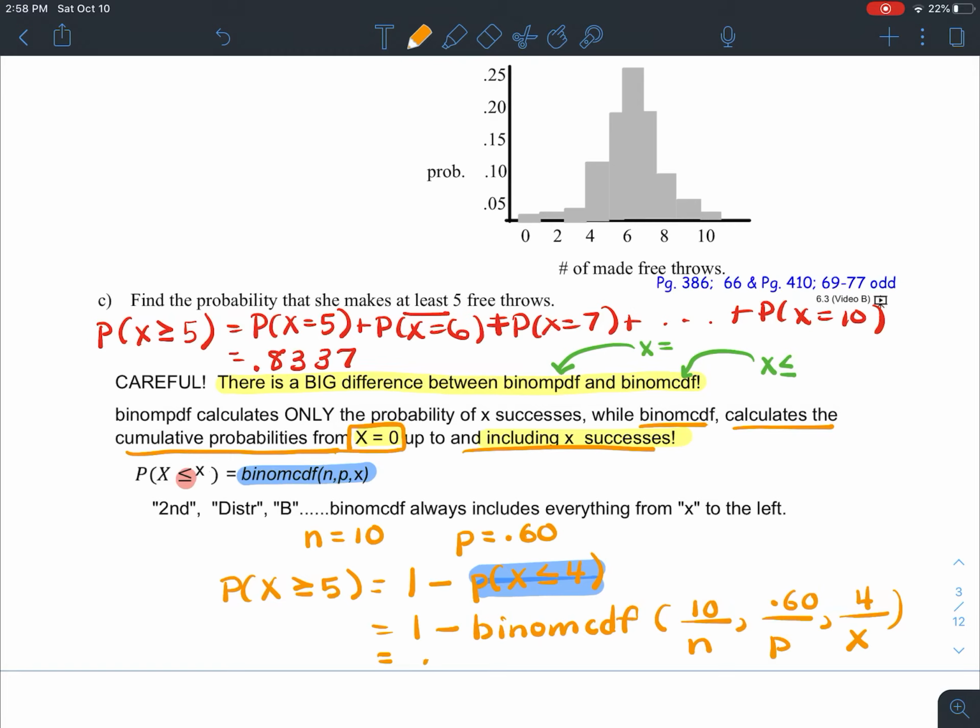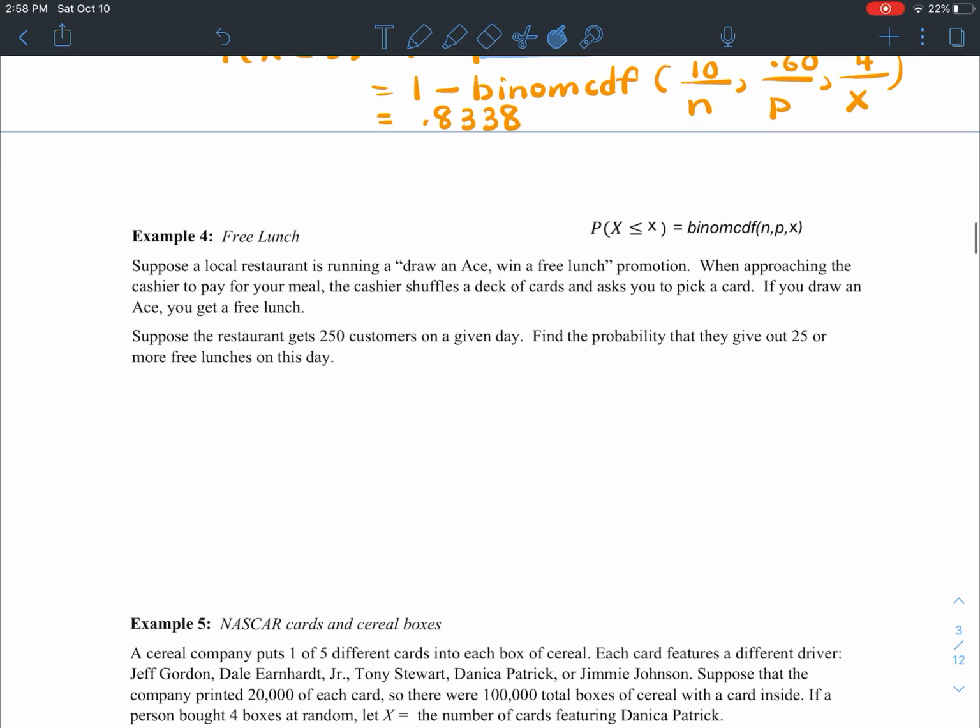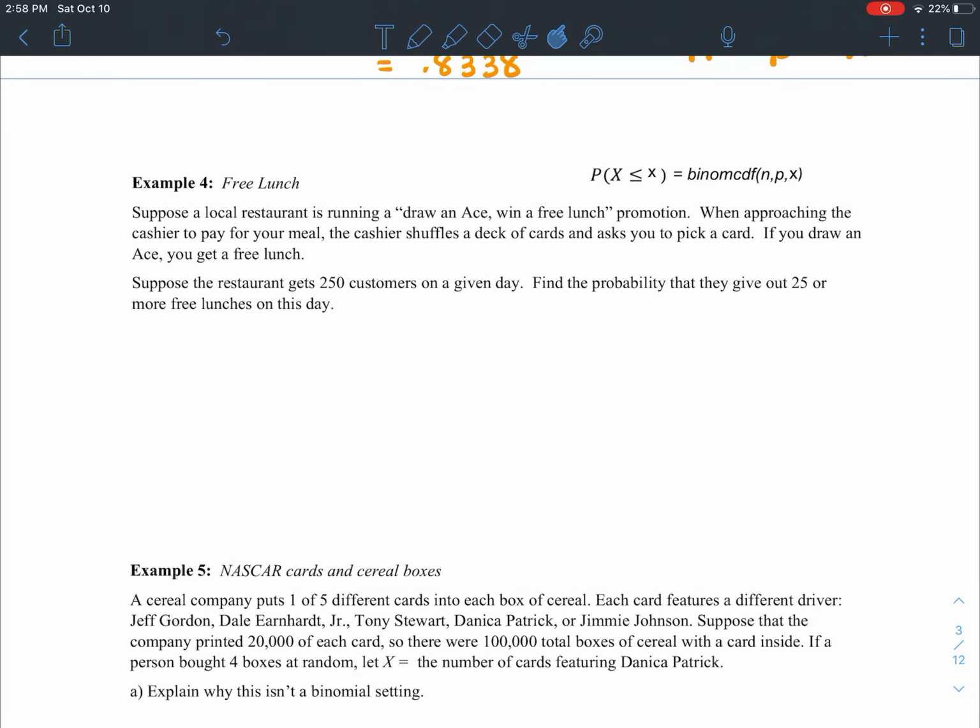If I were to type that into the calculator, you can see virtually the same exact answer that we got when we pulled those numbers from the table, 83.38% there. Okay, so on the next page, we're going to look at an example called free lunch.